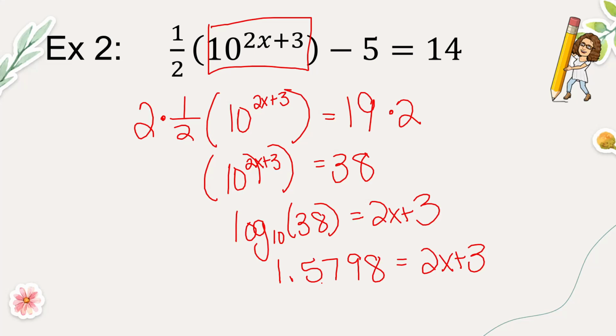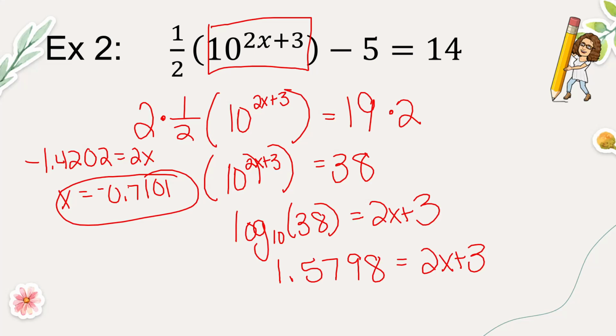So I'm going to subtract 3. And I'm going to move over here. Negative 1.4202 equals 2x. I'm going to divide by 2. And we're going to get an answer of x equals negative 0.7101. Exact.